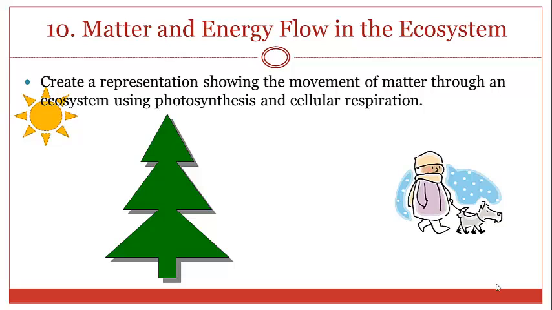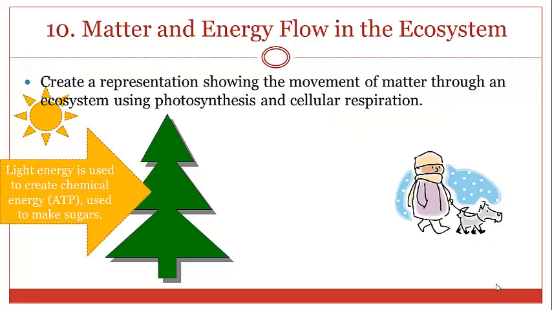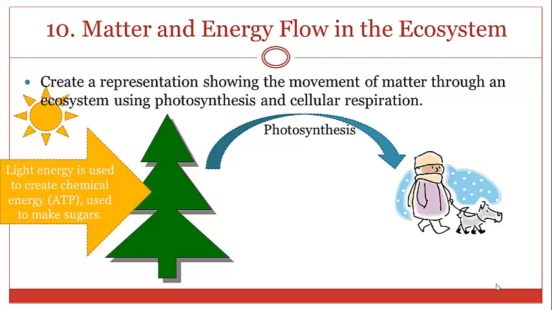The next question says create a representation, again that's just a picture, showing the movement of matter through an ecosystem using photosynthesis and cellular respiration. So this time we're actually asking about the matter, the atoms, where do they go and how are they being used. So first, light energy is used to create chemical energy in the form of ATP. This is used to make sugars. So photosynthesis produces oxygen and sugars.